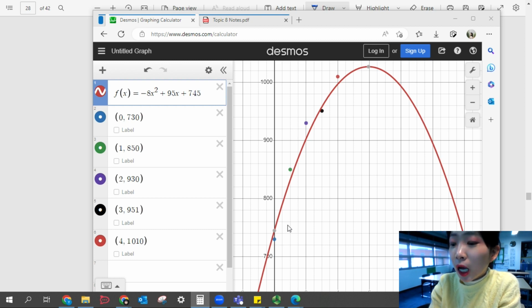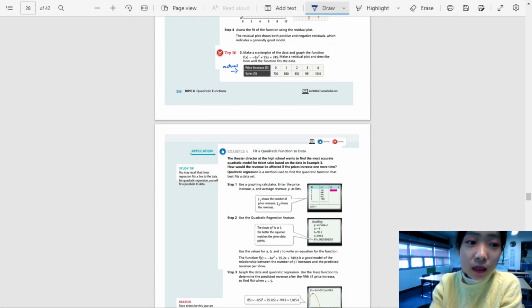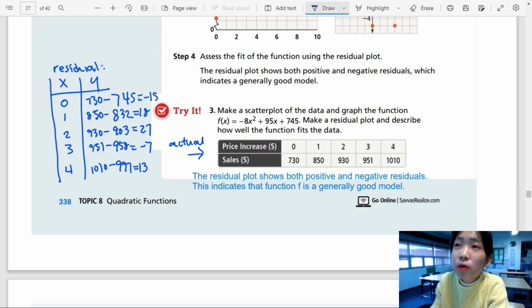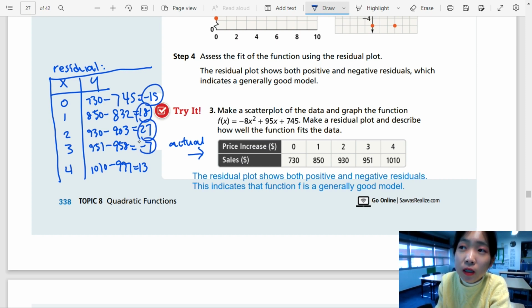So we can say it is generally a good model. Okay? If it only shows all positive or all negative, then it's not a good model. So let's write that down. Okay, so here you can see the graph, my table of residual points. So you subtract actual point minus your point on the graph. And these are your points for your residual plot. So the residual plot shows both positive and negative residuals, which means it indicates the function f is generally a good model.